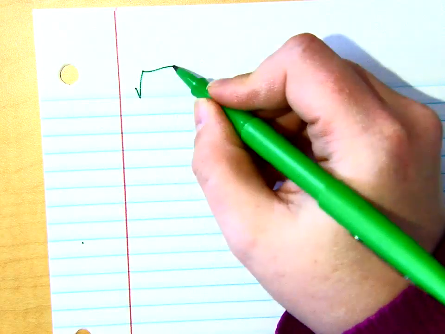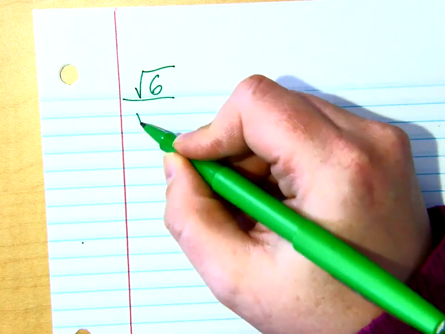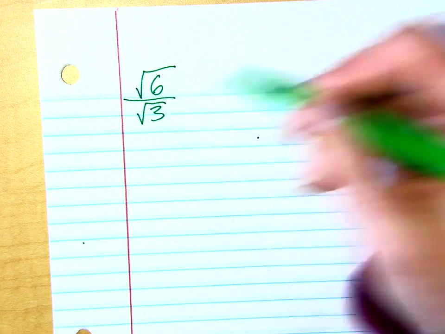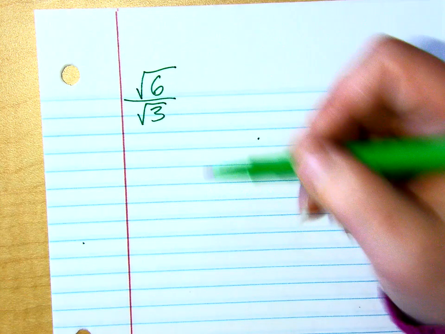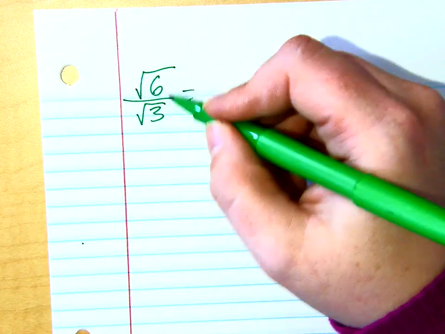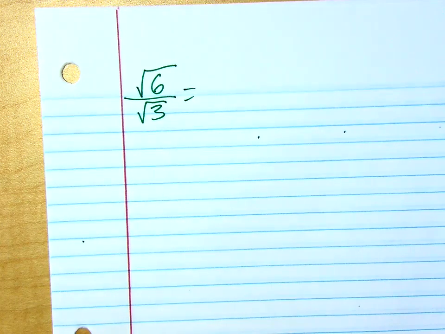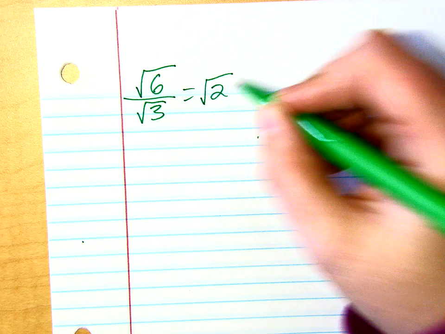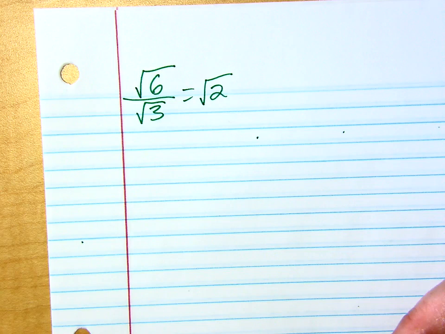So for example, if I had the square root of 6 over the square root of 3, because they're both in the house, or square root for lack of a better word, you can just reduce them like you normally would. So what's 6 over 3 normally? 2, but you got to keep it in the square root. Perfect. So your answer here is just the square root of 2.